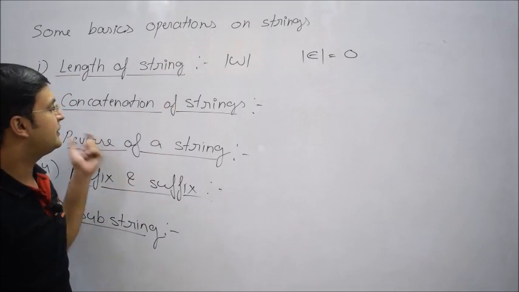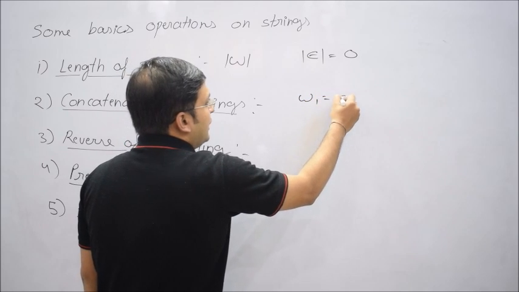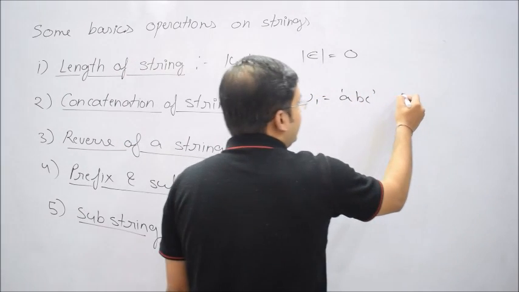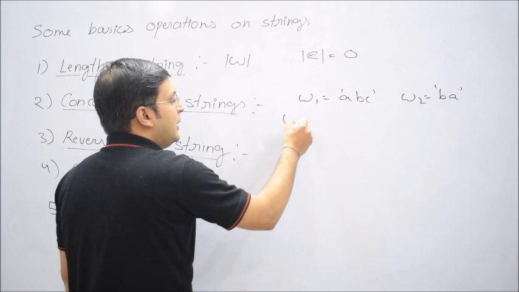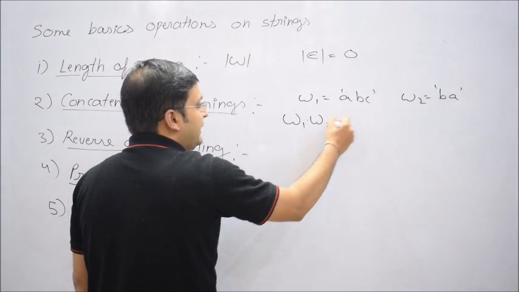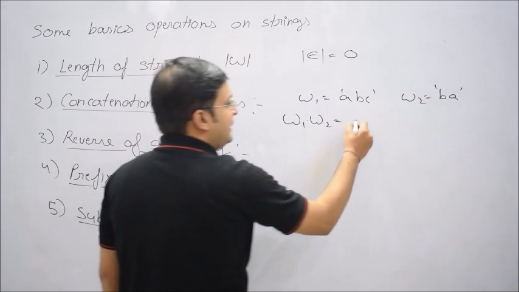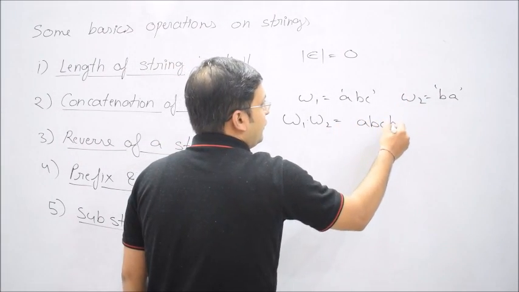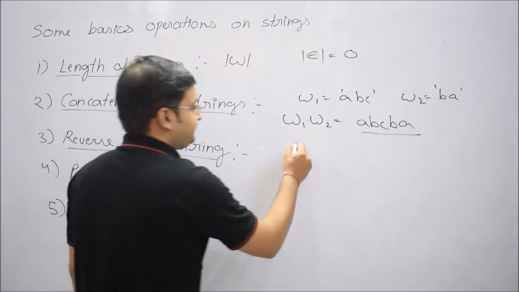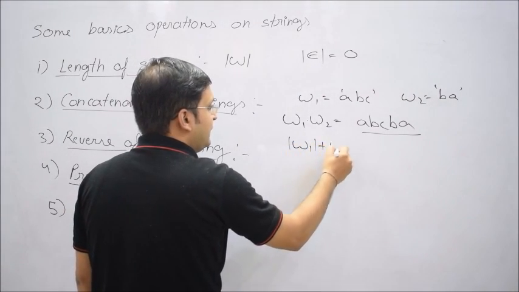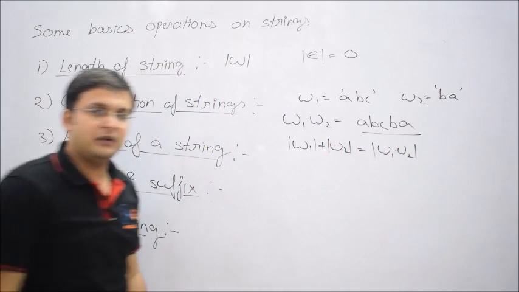Okay, next operation is concatenation of strings. What does it mean? Let me say there's some string W1, again ABC, and there's some other string W2, let me say BA. How can I write concatenation? It is just appending one string after another. So if I write W1 concatenation with W2, what does it mean? It will be ABC followed by BA. That is W1 concatenation W2. Again you understand, can I say length of W1 plus length of W2 is the length of W1 concatenation W2?